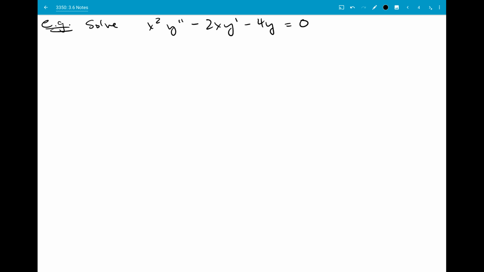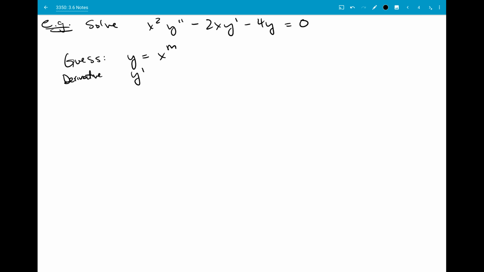And so our approach is going to be that we sort of guess the general solution should look like y equal x to the m. And we're going to have to try to find m to make this work. Same as we did with constant coefficients, we take derivatives, plug it in, get an equation that we have to solve for m.